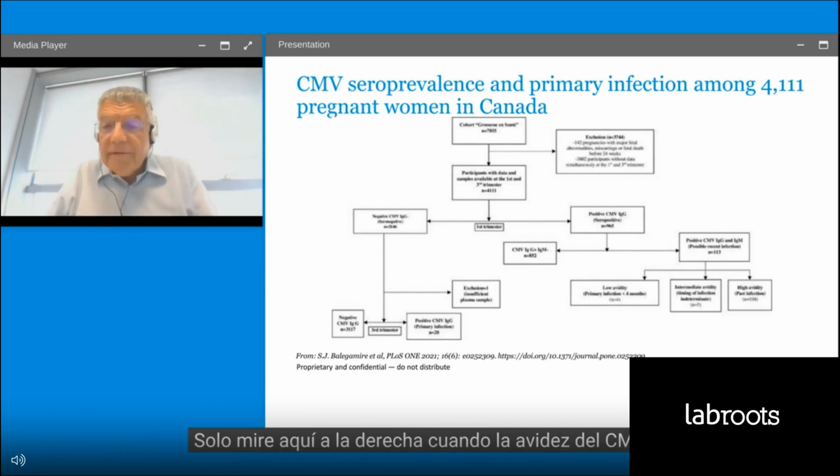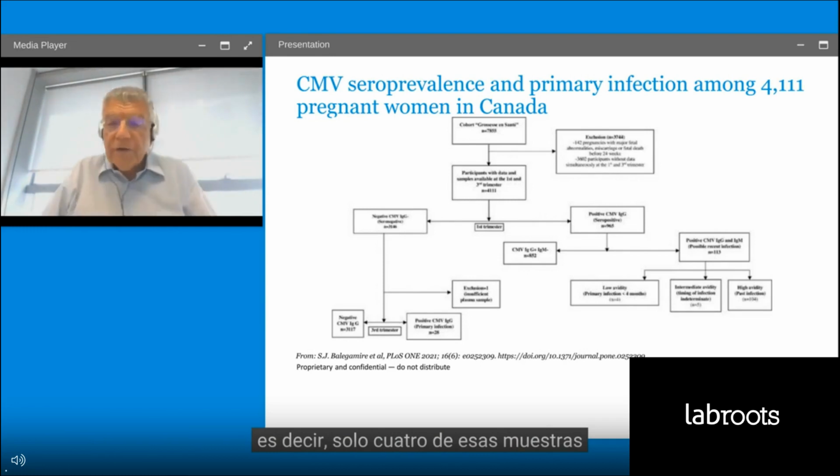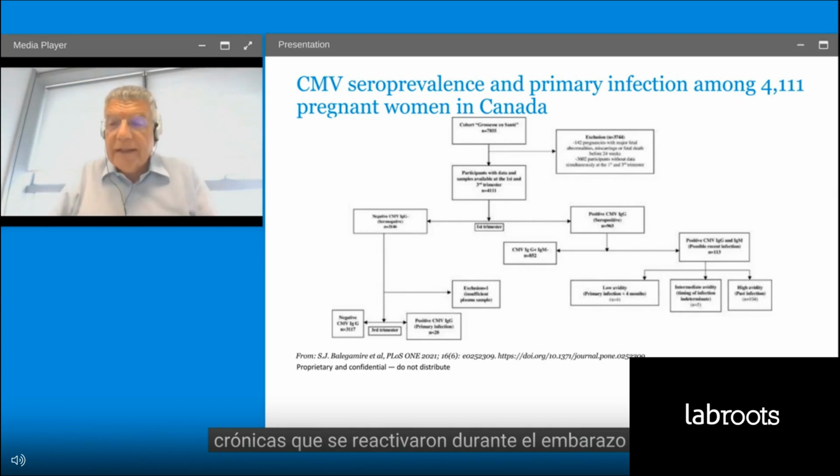When CMV avidity, IgG avidity, has been performed on samples that were positive for IgG and IgM, that were 113, well, only 4 of those had a low avidity. That is, only 4 of those samples were taken from pregnant women with an acute primary infection. All the other ones were old infections, chronic infections that did reactivate during pregnancy. And the rate of reactivation during pregnancy is fairly high, may reach 20% during the whole course of pregnancy.